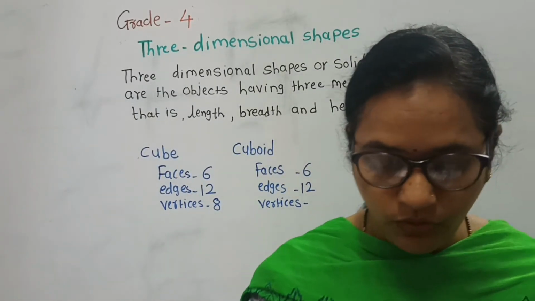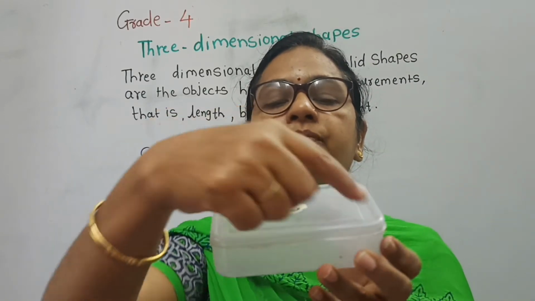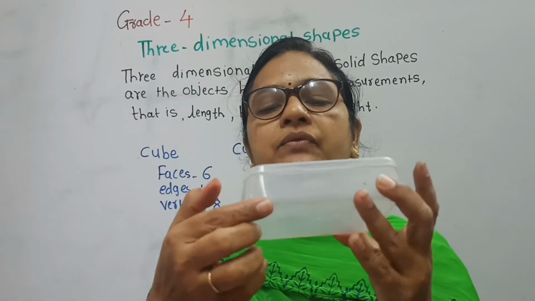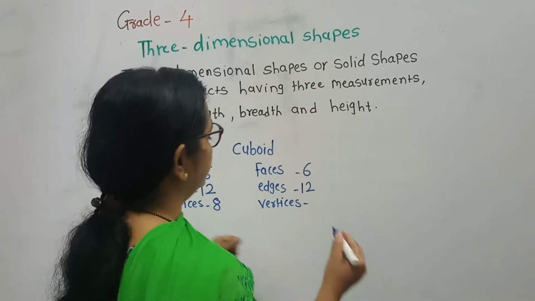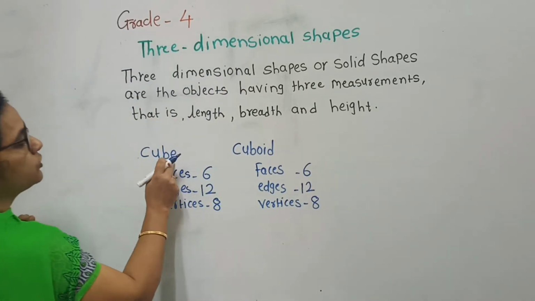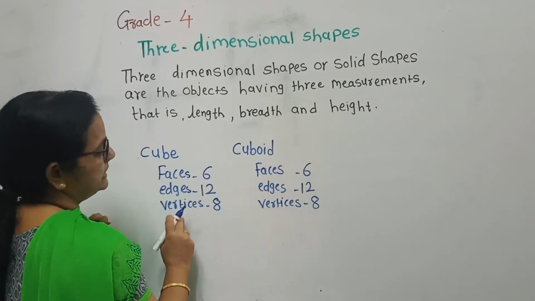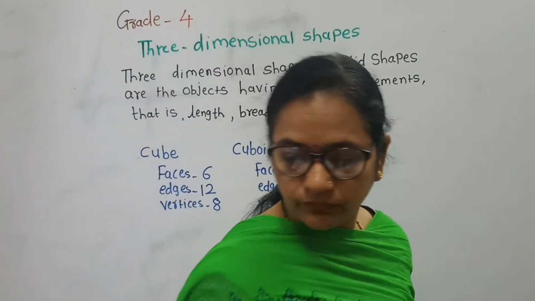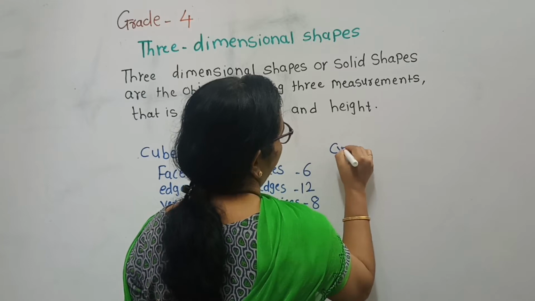Okay. Now vertices. See the joint of the edges 1, 2, 3, 4, 5, 6, 7, 8. So a cuboid also has 8 vertices. Okay. So cube and cuboid have the same faces, same edges, same vertices. Okay children. Now cylinder shape. Okay.